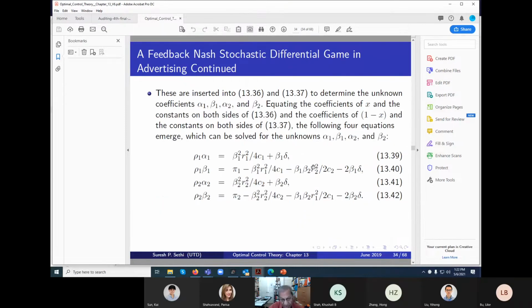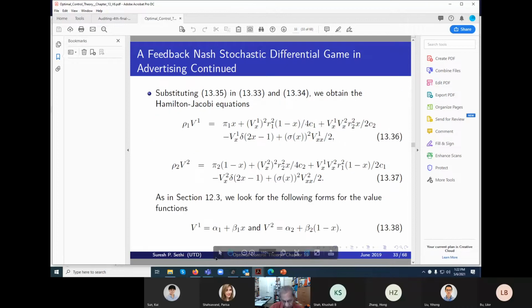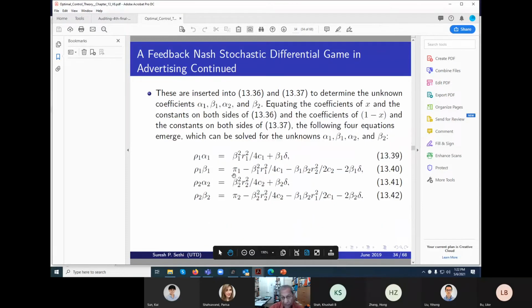And then what we get is 4 algebraic equations. We have 4 parameters to define these functions. If we can solve for alpha 1, beta 1, alpha 2, beta 2, we will have solved these equations. And to solve for them, we should solve these algebraic equations. Now, algebraic equations are not easy to solve many times, but here we are able to solve these equations.